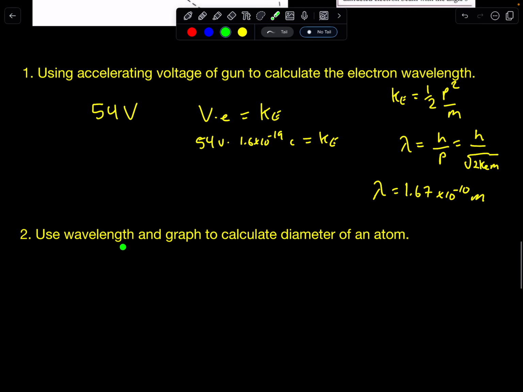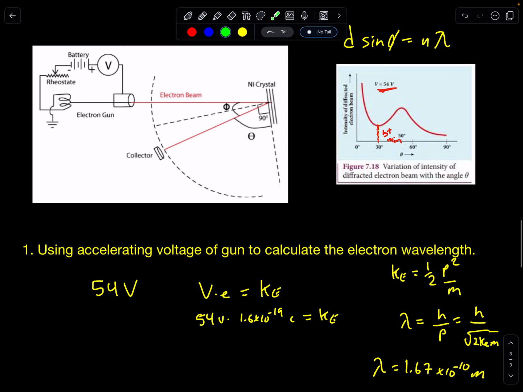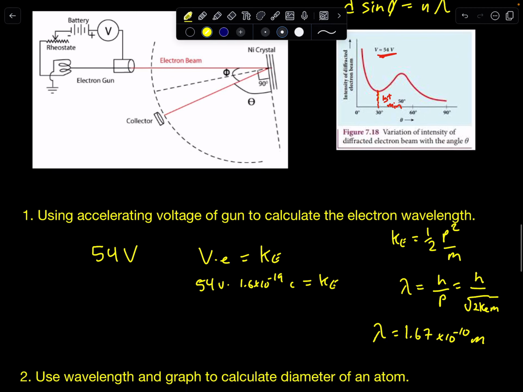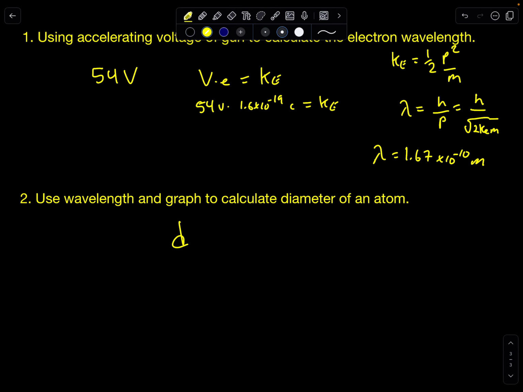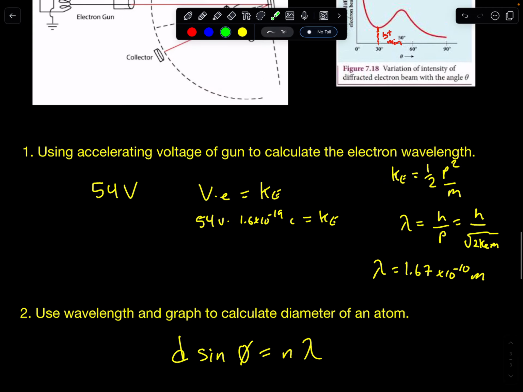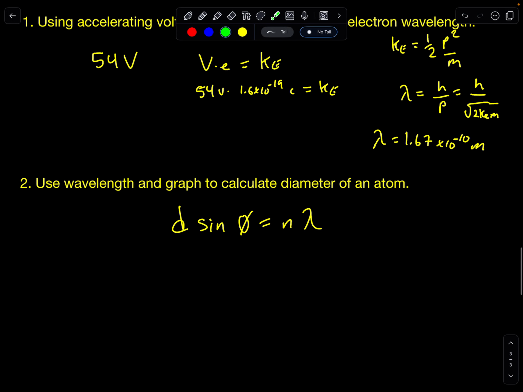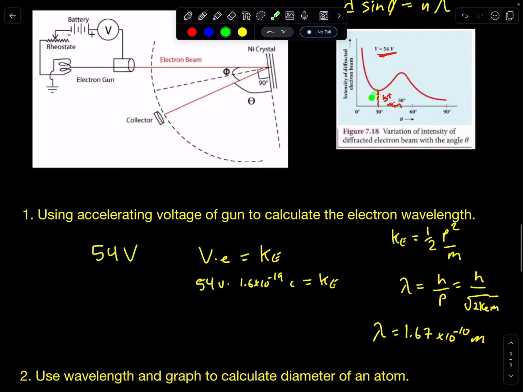So using the wavelength and graph to calculate the diameter of the nickel atom here, our minimum was 30 degrees, so I can use the equation d sine theta is equal to n lambda. n in this case is going to be 1 because that's our first order minimum. So n is going to be 1. Lambda, we just calculated. The angle that we're looking at is 30 degrees because that's the first order minimum.